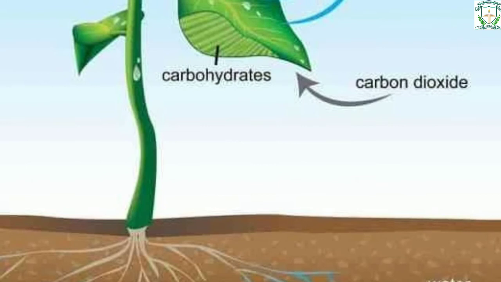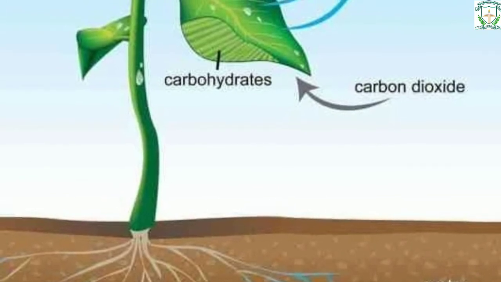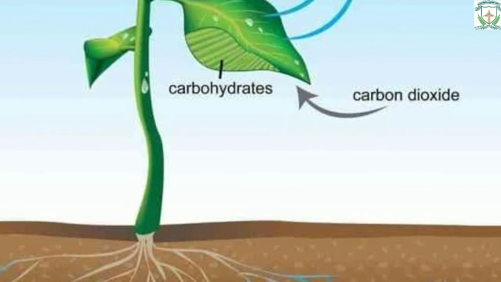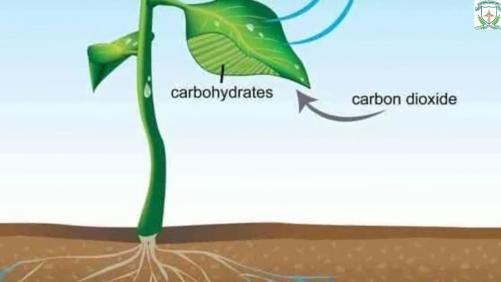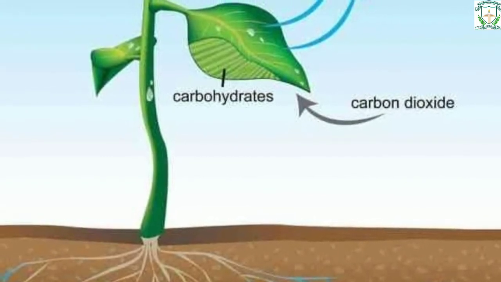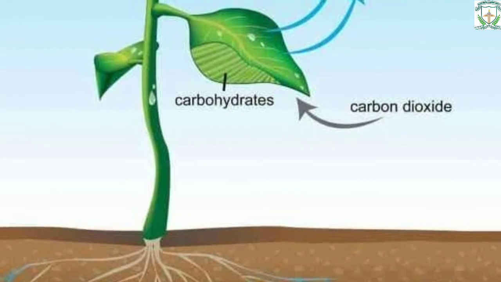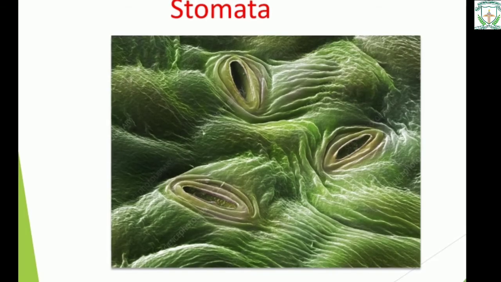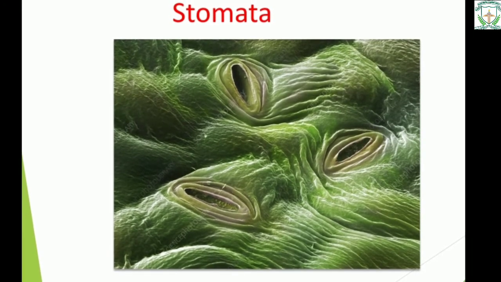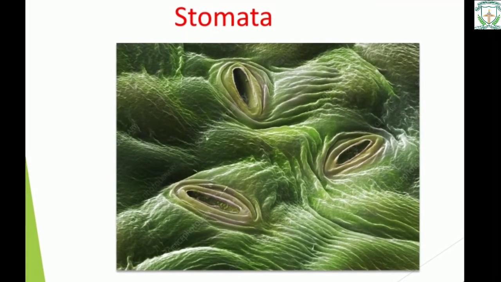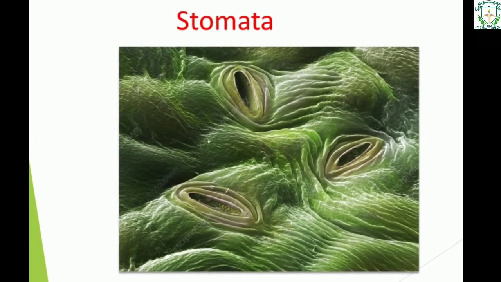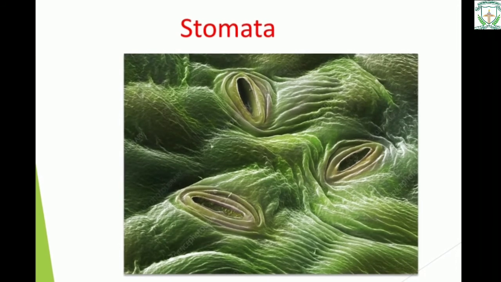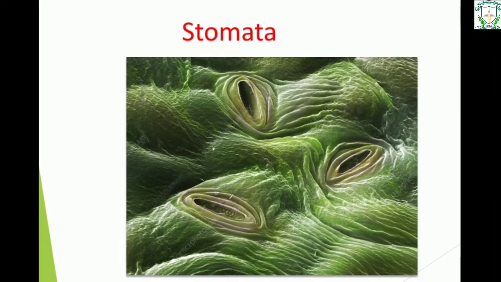Then how does the leaf get carbon dioxide? The carbon dioxide enters the leaf through tiny pores from the atmosphere. Then what is this tiny pore? The tiny pores or holes are called stomata. So stomata are the tiny pores which are present on the surface of the leaves.